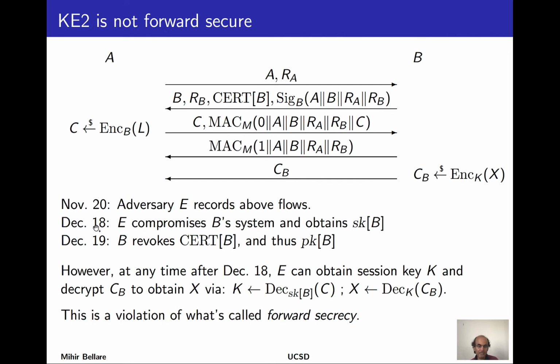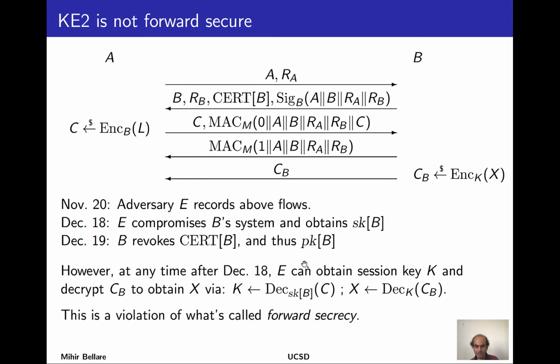But now suppose that sometime later, like a month later, something happens which allows the adversary to compromise the server's system. So maybe the server is infiltrated in some way and its keys are compromised. Remember that the server has a certificate, and that certificate includes its public key and associated secret key, and that is used for this signature over here and also for the encryption over here. We're now assuming the adversary actually acquires this secret key.